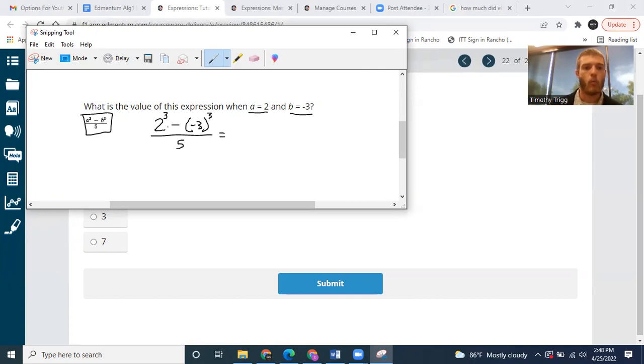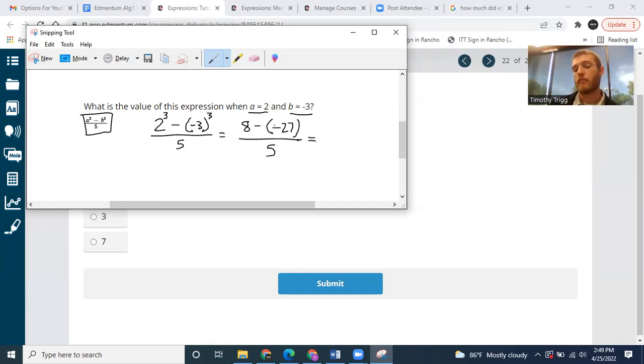Okay. Well, what is 2 to the power of 3? Well, that means 2 times 2 times 2. Okay, so that's not 6. That is not 6. 2 times 2 is 4 times 2, that's 8. So that's going to be 8 minus, then this is negative 3 times negative 3 times negative 3. So negative 3 times negative 3, that's positive 9. Positive 9 times negative 3 is negative 27. And then we have that divided by 5.